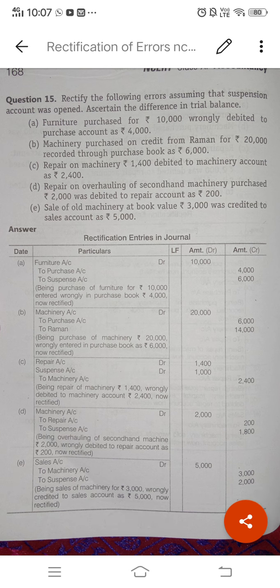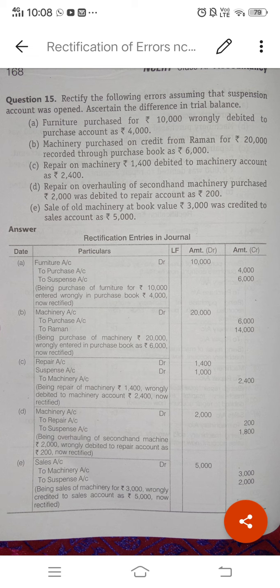Rectify the following errors assuming that suspense account was opened. So we have to open the suspense account. Okay, so the first one is furniture purchased for 10,000 wrongly debited to the purchaser's account as 4,000.